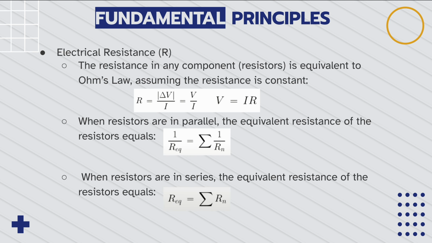Electrical resistance measures how much an object slows down the current, and one constant can be defined by Ohm's law, which states that the resistance is equal to the potential difference divided by the current. When resistors are in parallel, their equivalent resistance is the sum of the inverse of the resistances of the resistors. When resistors are in series, the equivalent resistance is the sum of resistances.